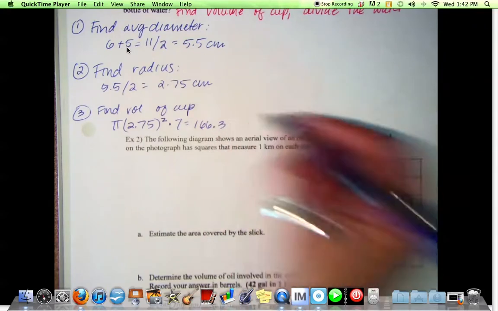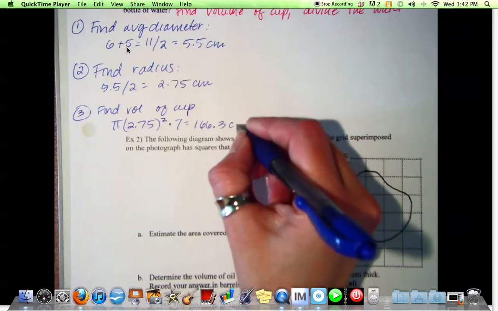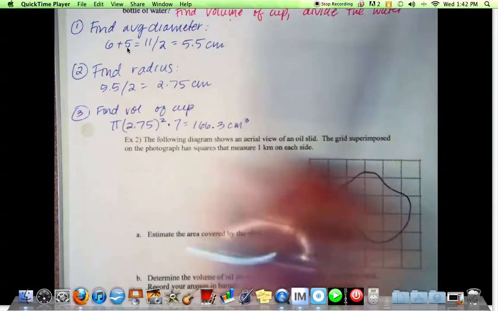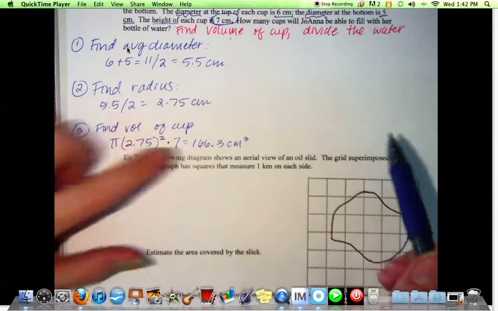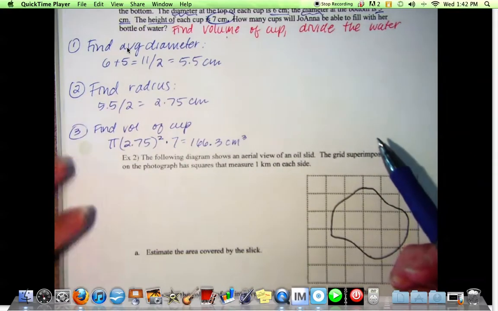166.3. Okay, 166.3, what are our units? Centimeters squared. Centimeters cubed. Thank you. Volume. Alright, so I found the volume of the cup. I need to divide the water. So each cup is 166.3 centimeters cubed, and how much water do I have?